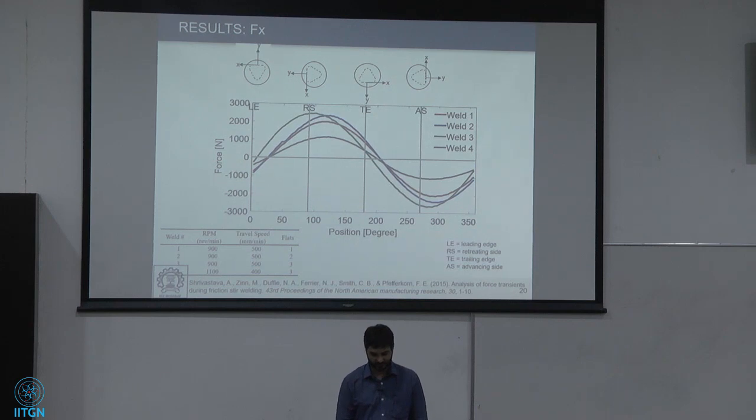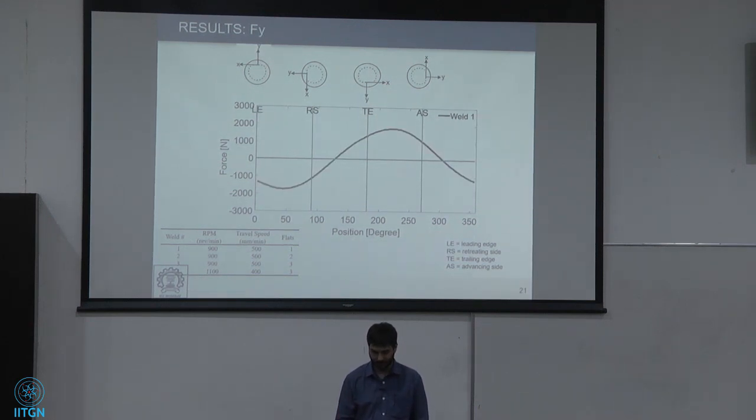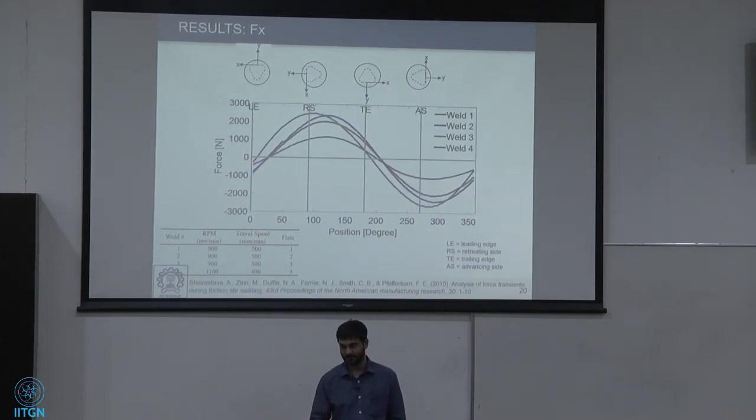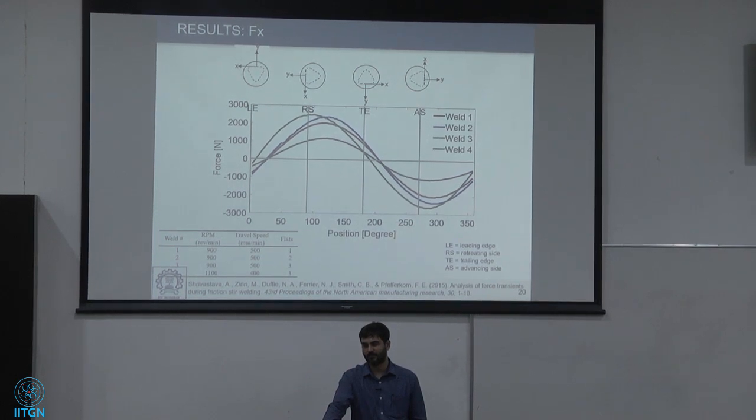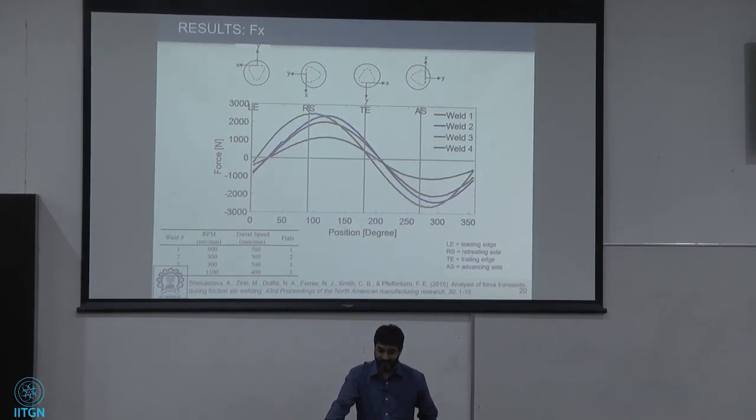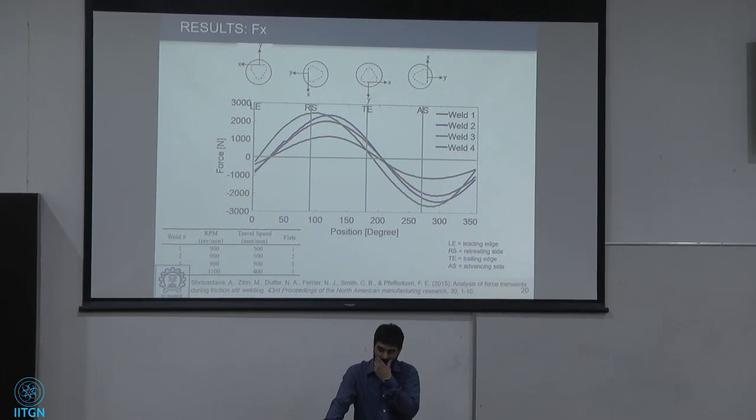Have you correlated the phase difference between the welds to the travel speed, the RPM, or a combination of them? So what I mean is, if I look at weld 3 and weld 4, weld 3 is green and weld 4 is black, the amplitude of the force is almost 2.5 times. Right, so you are right.